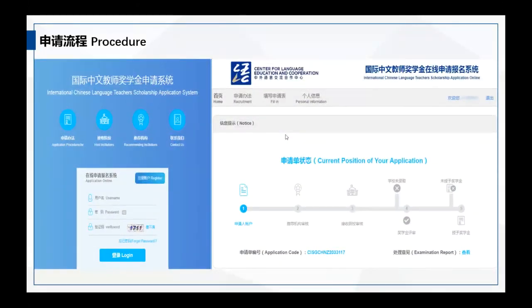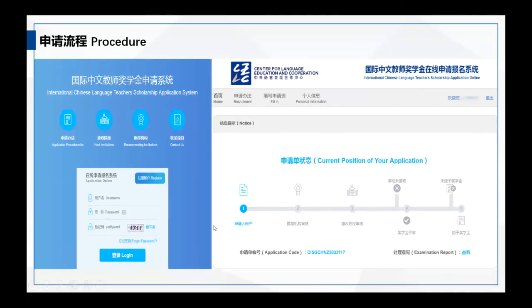Here, the picture on the left shows the beginning of the application system. You could create your application account and start filling in the application materials. And the photo on the right shows the application progress state. The page will appear after you submitting the application form. You could see the current position of your application.